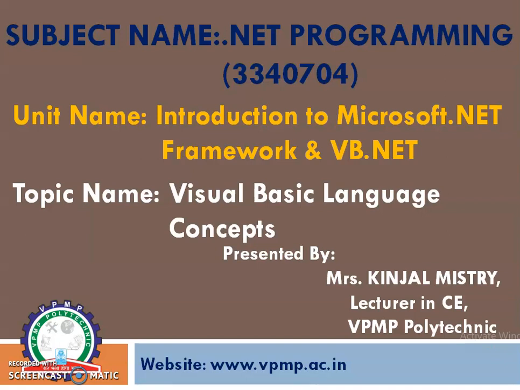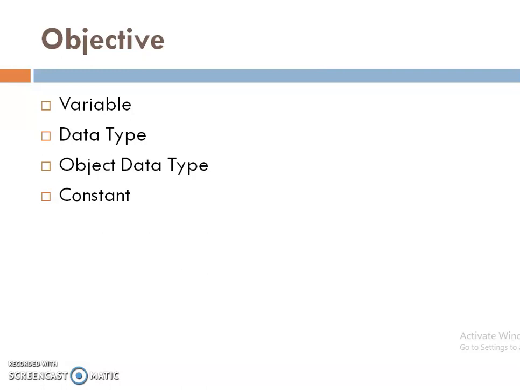Today my topic name is Visual Basic Language Concept of Unit Name Introduction to Microsoft .NET Framework and VB.NET. In this video lecture, we learn the following topics. First, we define what is variable and how to declare and initialize a variable in VB.NET. Then the second topic is data type, how to use data types in VB.NET. Then next we discuss object data type, and last topic we learn constant.